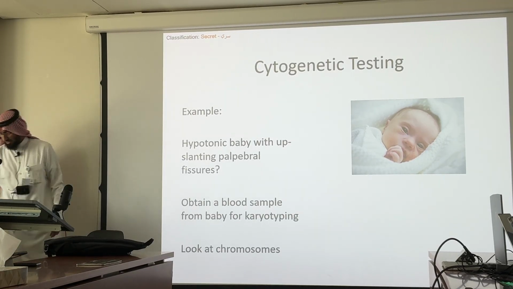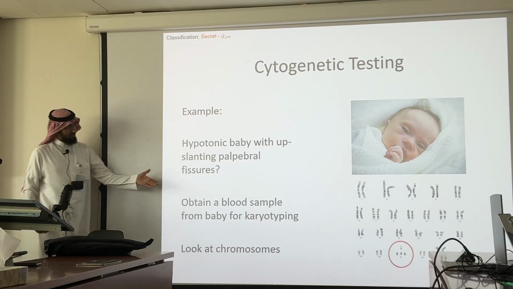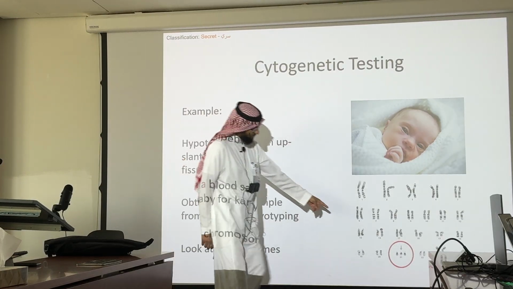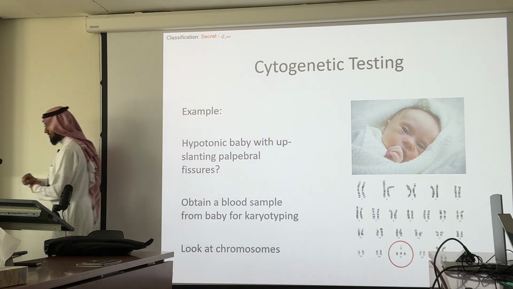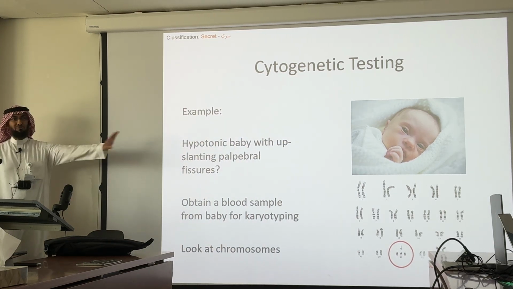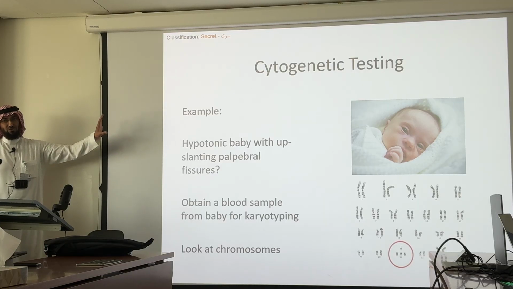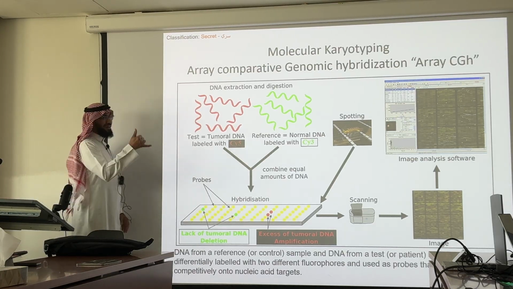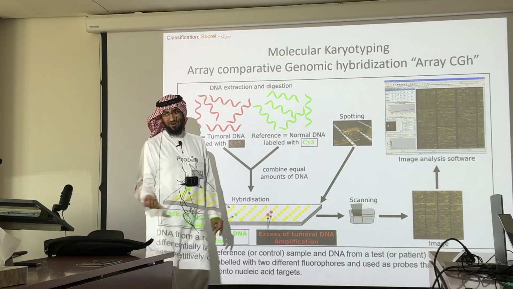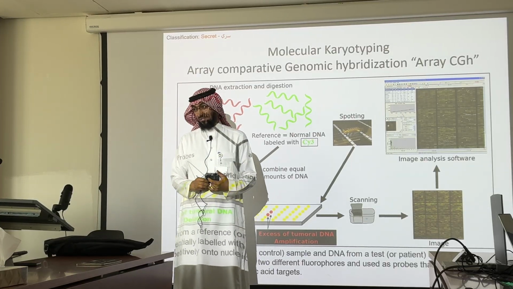Chromosome analysis. You did it, and you look at it, and you found that chromosome 21 has three copies. So trisomy 21 is Down syndrome. So by this cytogenetics, you diagnose a genetic disease. Now let's go to the molecular type of chromosomal assessment.